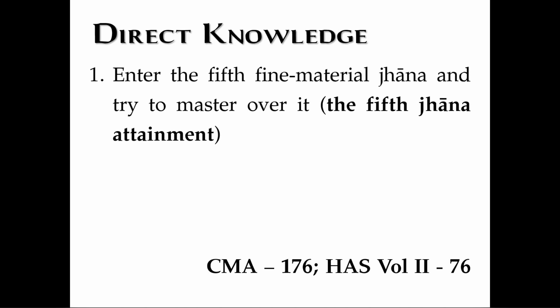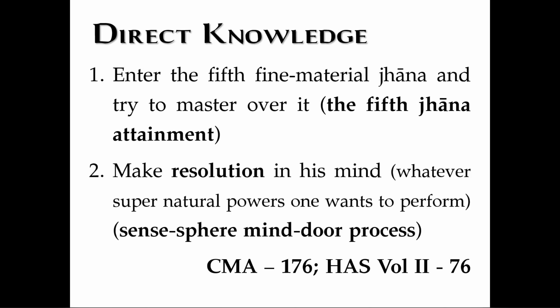Firstly, enter the fifth fine-material jhana and try to master it. That means trying to attain the fifth jhana and master it by using the 5 kinds of mastery. Only then can you go to direct knowledge. You have to be a master of the fifth jhana. Second, you have to make a resolution in your mind about whatever supernatural power you want to perform. Suppose you want to see someone in a very far place. You enter the fifth jhana, master it, then emerge from the fifth jhana and make the resolution: I want to see such a person. That is called making a resolution.